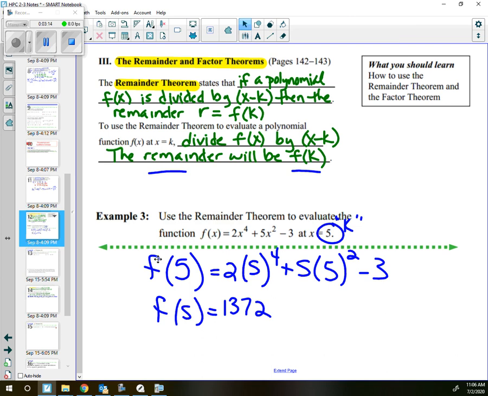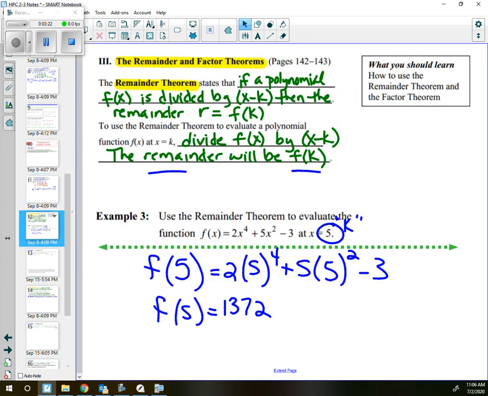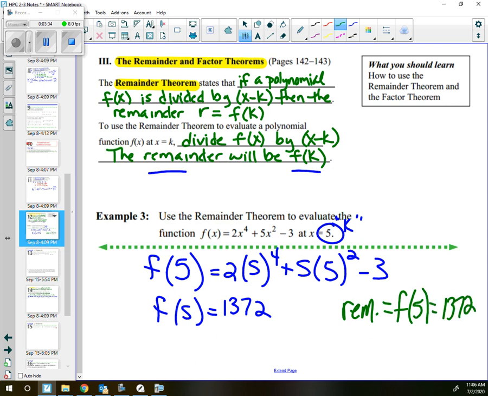So what does that mean? Let's go back to our synthetic division. The 1372 was the remainder when we divided synthetically. It also happens to be the exact same value as when we substitute the 5 into the function. So the remainder is equal to f of 5, which was equal to 1372. Okay, so why do I care about that? We're going to talk about that when it comes to being able to find if something is a zero or a factor of a polynomial. So it's going to be really helpful.